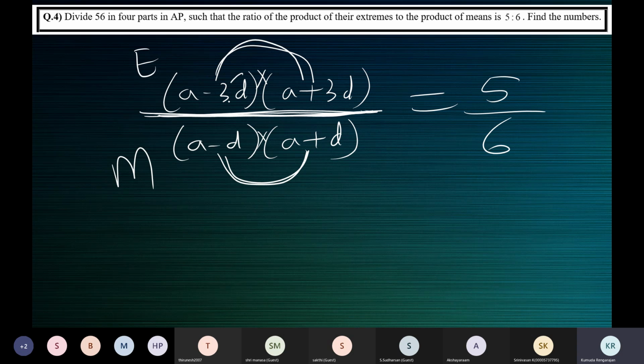And you also know the formula: A minus B into A plus B is A square minus B square. So substitute and find the value of D. So once you know A and D, you can find the four parts in AP.